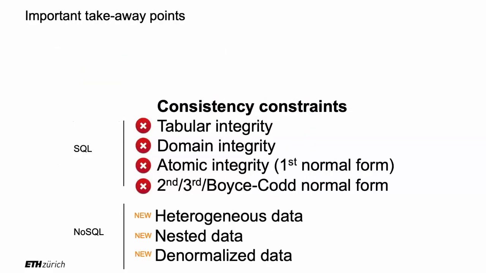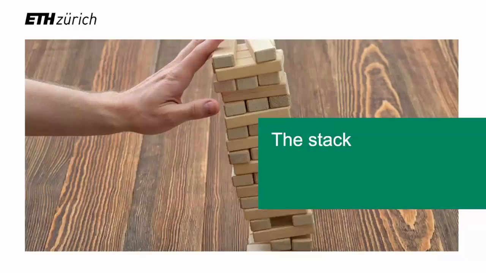What we are going to throw away, I already gave you a warning of that, is the relational integrity, also called tabular, but relational integrity, domain integrity, and atomic integrity. We throw them away. The normal forms, we throw them away. We don't care anymore. And the data might be heterogeneous, might be nested, might be denormalized. I'll explain during the semester what all of that means. Nested, you already know, that's tables in tables, right? That's what we call NoSQL.